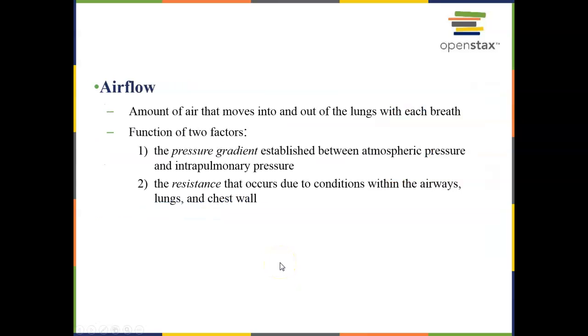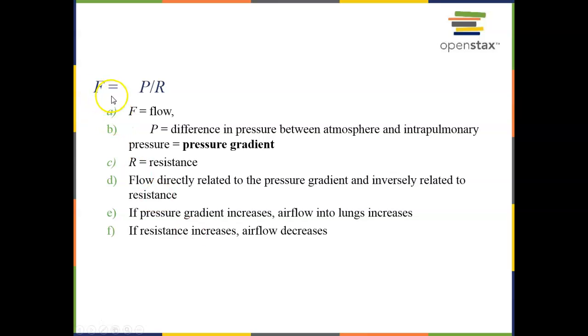So now let's look at airflow. Air moving into our lungs is associated with two major factors. Pressure gradient, so air always moves down its pressure gradient, and resistance, so anything that is keeping the air from moving down that pressure gradient. So these are in opposition of each other. And so we could actually figure out our airflow by taking the pressure gradient divided by the resistance.